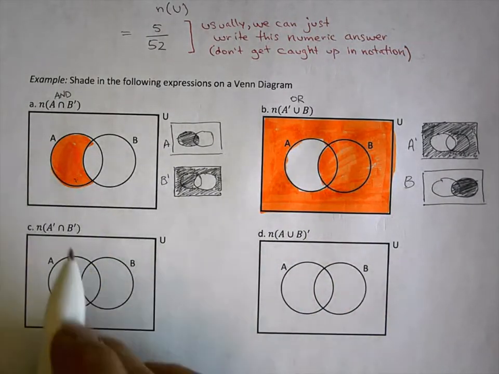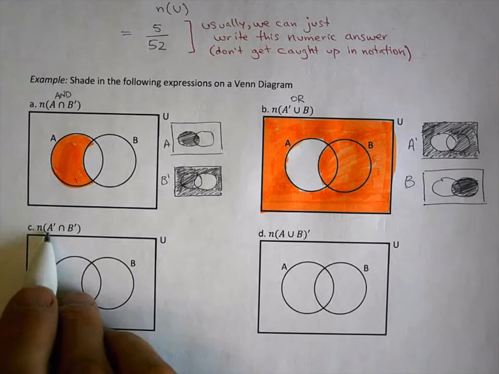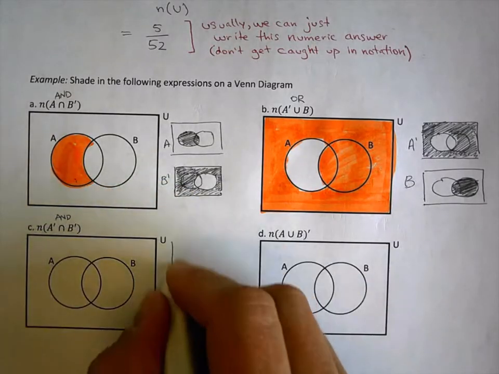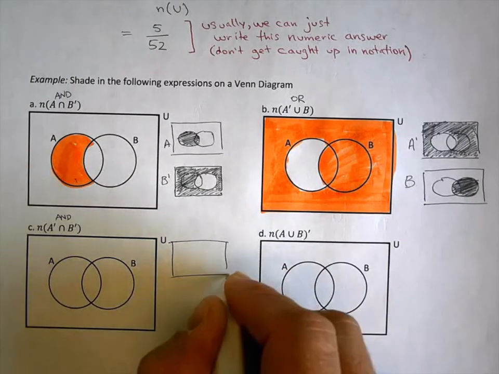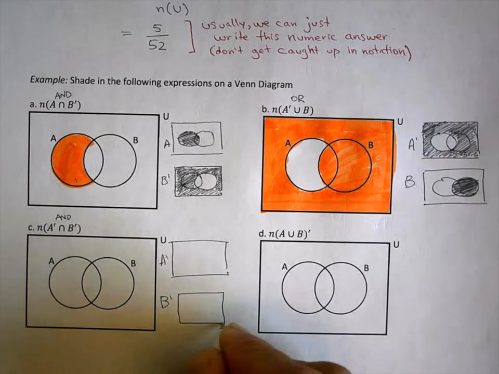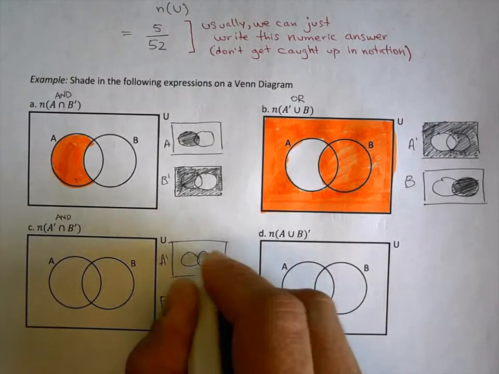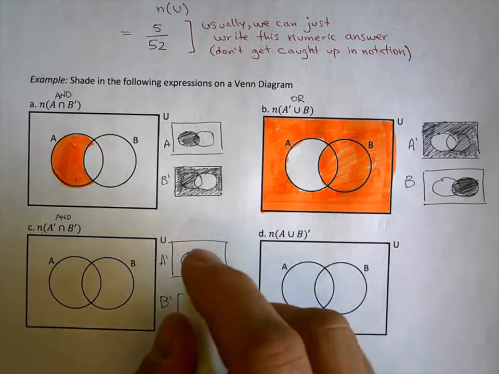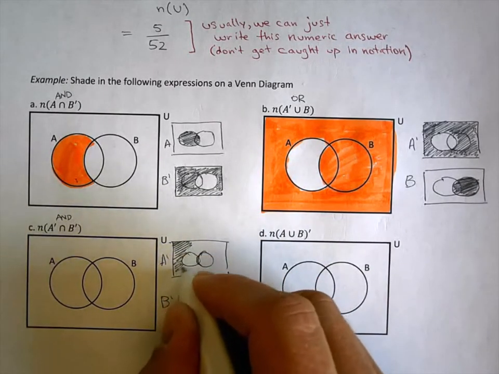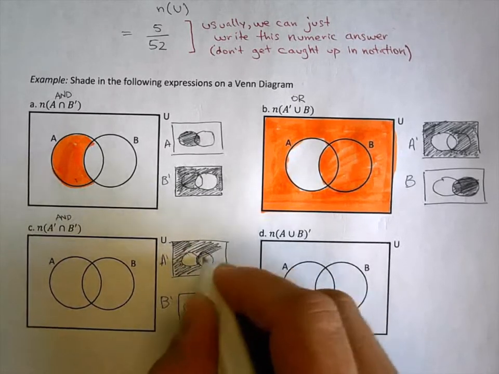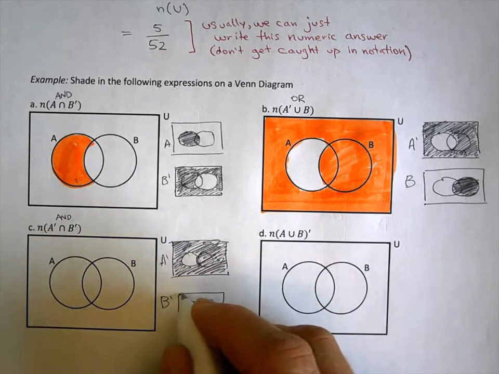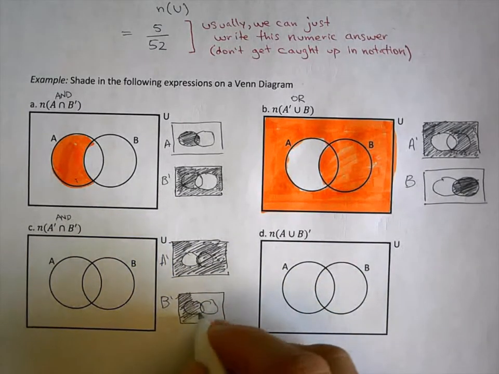Let's look at this one. This is A complement intersect B complement. We've drawn this a few times now, but let's do it again. A complement is everything that's not A, so it's everything outside of A. And B complement is everything that's not B, so it's everything outside of B.